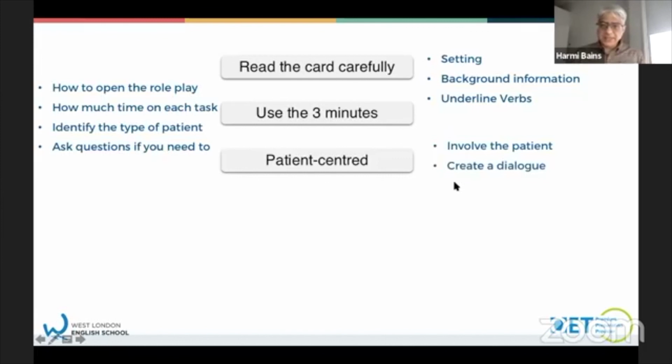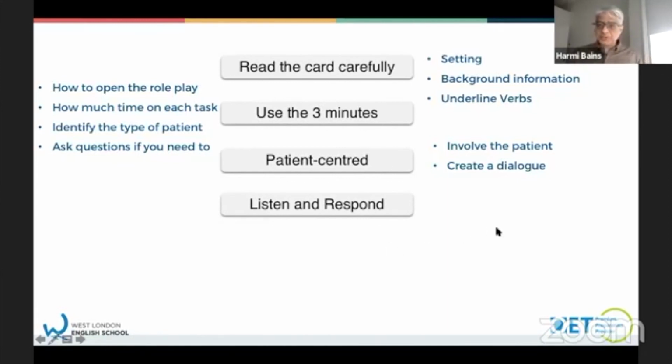Keep it patient-centered. Remember, it's not you talking for 5 minutes, but you've got to create a dialogue. We've seen how they've written these role plays, so you can create a dialogue. So involve the patient as you create this dialogue. We've talked about the importance of listening to your patient and responding to them.